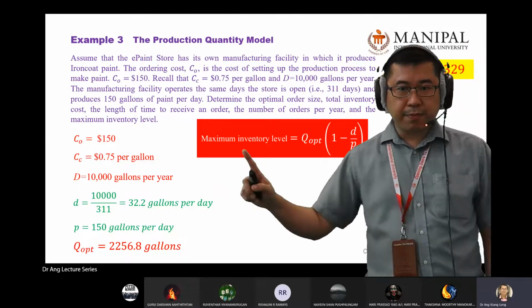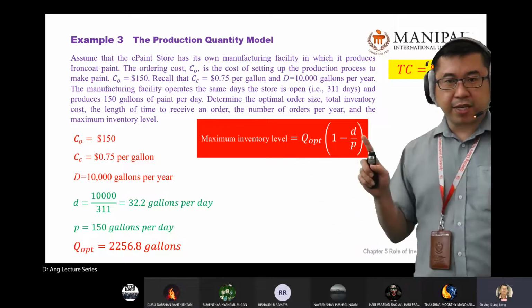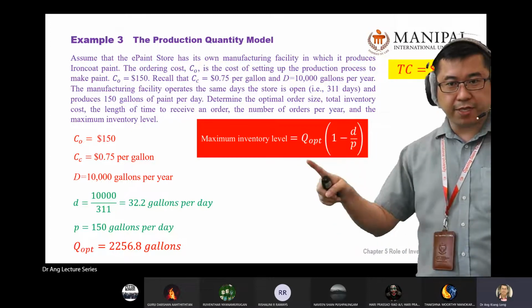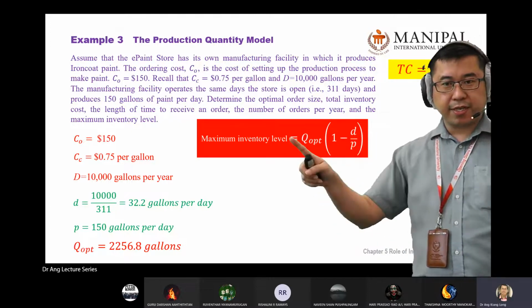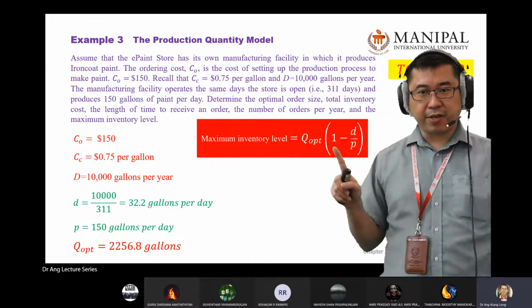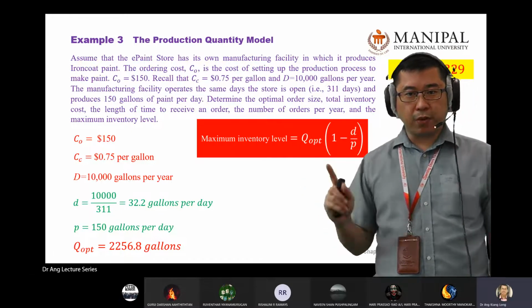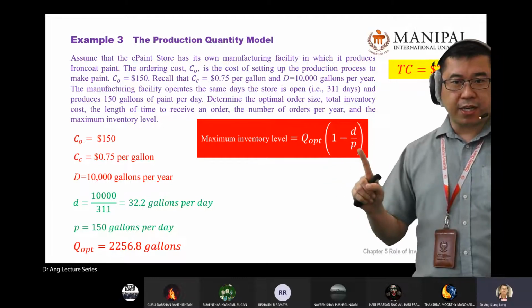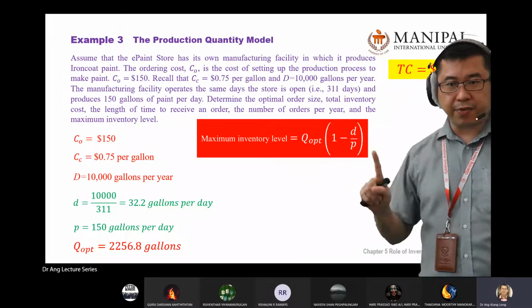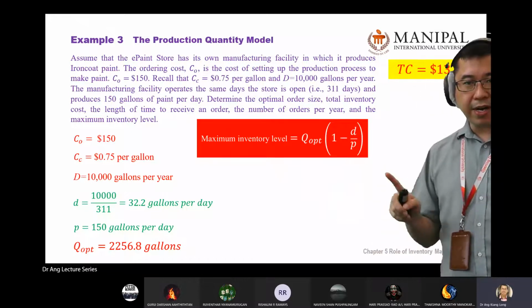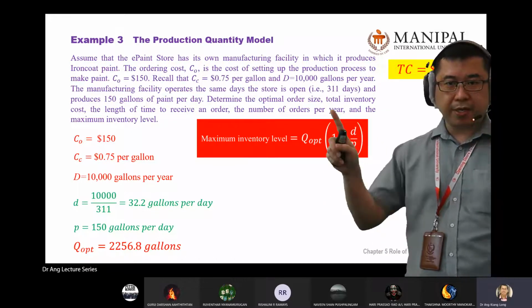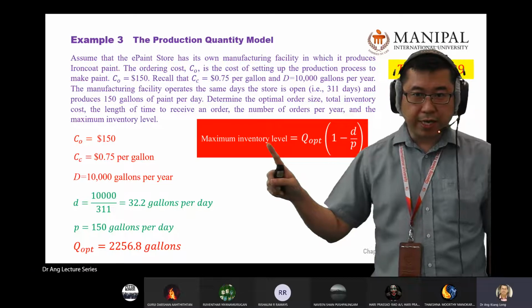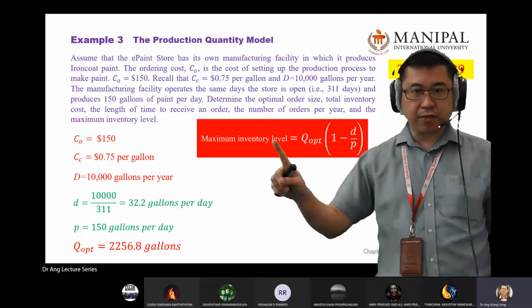Next, maximum inventory level. This calculation was already covered just now. All right, this formula we did cover, only now we use the QOP to calculate. Q times bracket 1 minus D divided by P. This is the maximum inventory level. So if you look back at the graph, this will be the upper dashed line in the graph where you calculate the maximum inventory level.